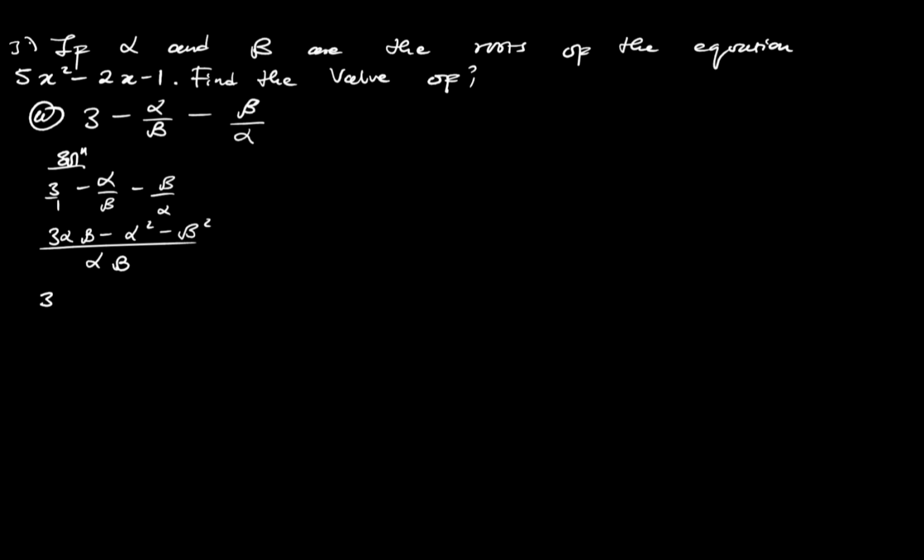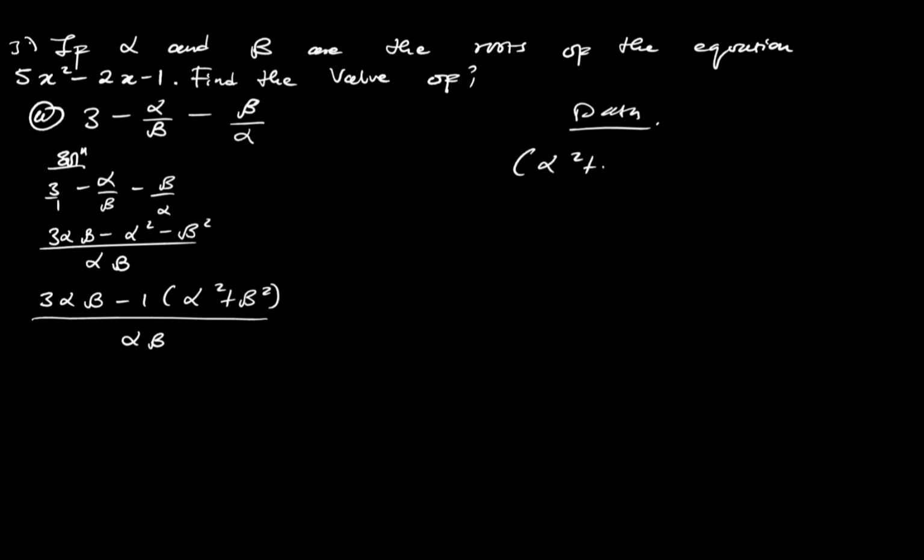So this will be like 3 alpha beta, but I want something to look like the sum and the product of the roots. So I will take out a -1, then I remain with alpha squared plus beta squared over alpha beta. Now I need to find the value of alpha squared plus beta squared, so I can always do a side working. I told you that sometimes, if you want, you can just master it. So alpha squared plus beta squared is equal to alpha plus beta squared minus 2 alpha beta.